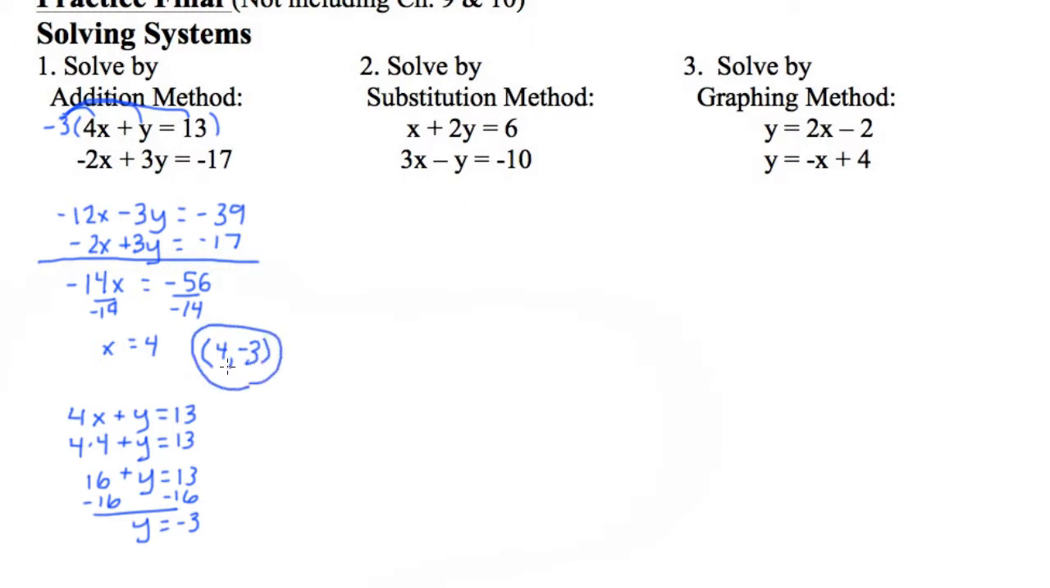You write your answer as an ordered pair. And then that's the answer. We could check this by subbing in 4 and -3 into our equations. 4 times 4 is 16 plus -3 is 13. It makes that equation true. And then -2 times 4 is -8, minus 9 is -17. So our ordered pair, our x and y values, make both of those equations true.